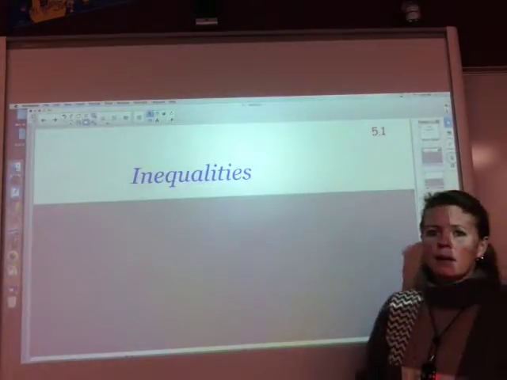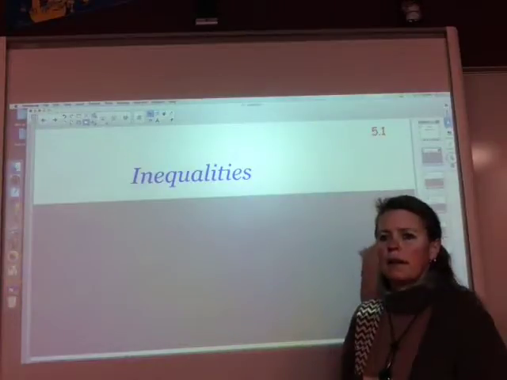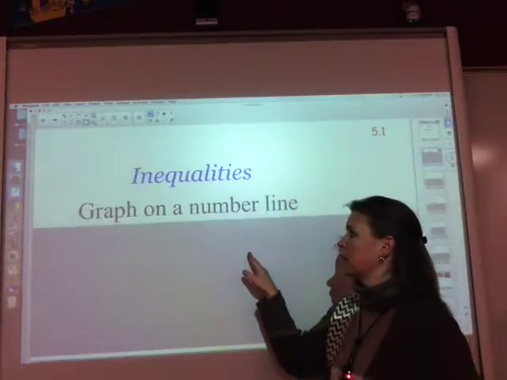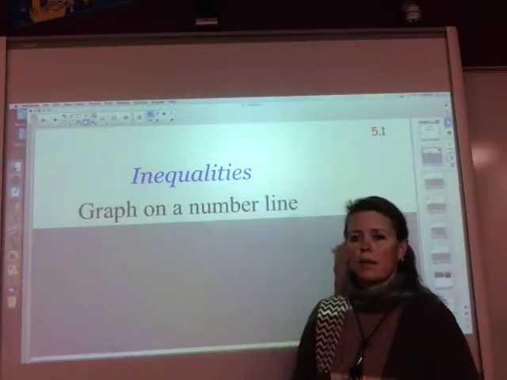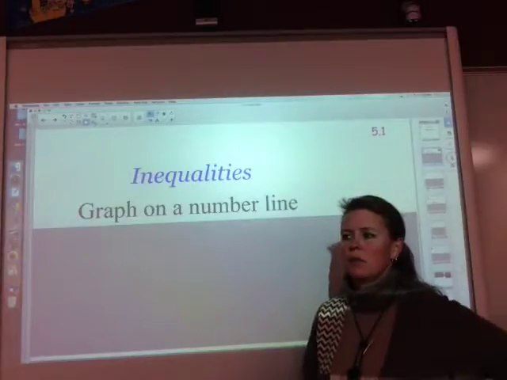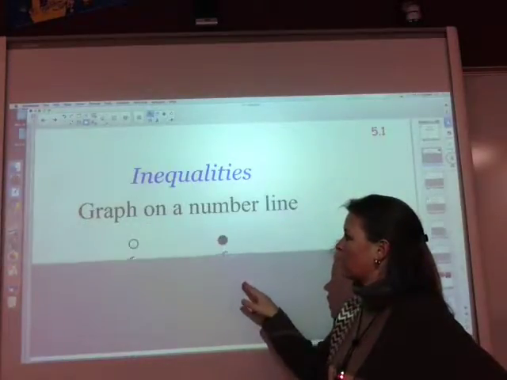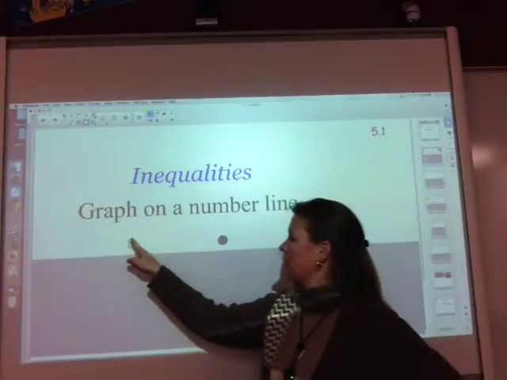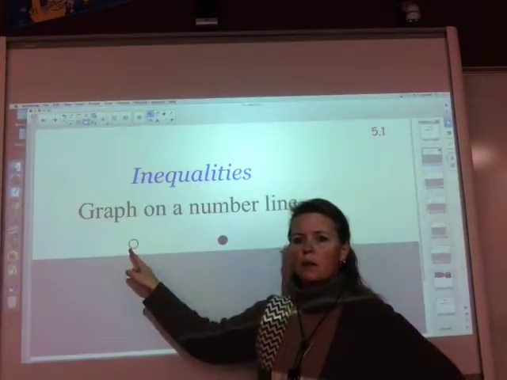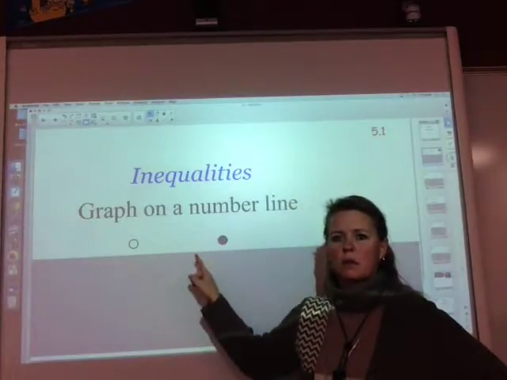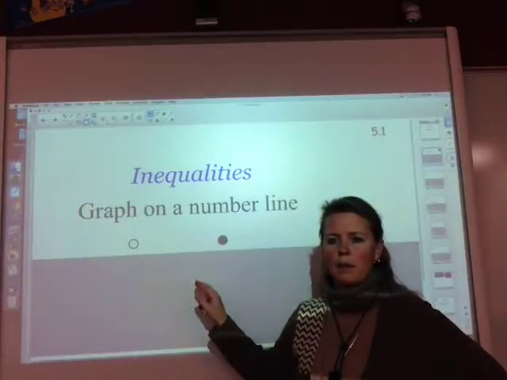We're talking about inequalities. We've already talked about inequalities, less than, greater than, less than or equal to, but we're going to graph them on a number line. In the past, you've only set them up, did a little solving with them. When you graph on a number line, you're either going to use an open circle or a filled in or closed circle. Open dot, closed dot, we call them both.